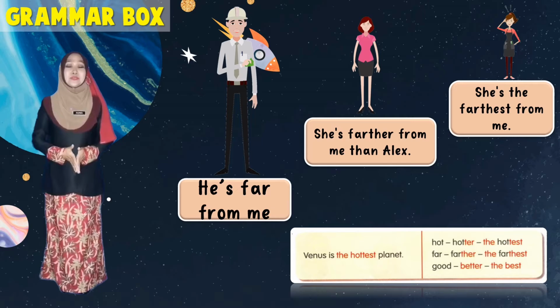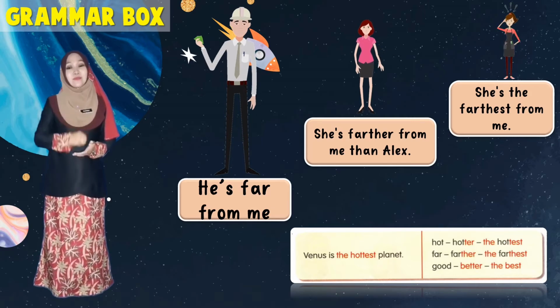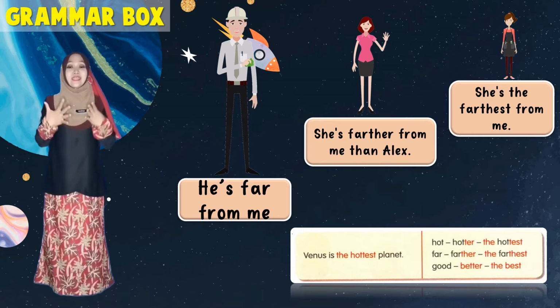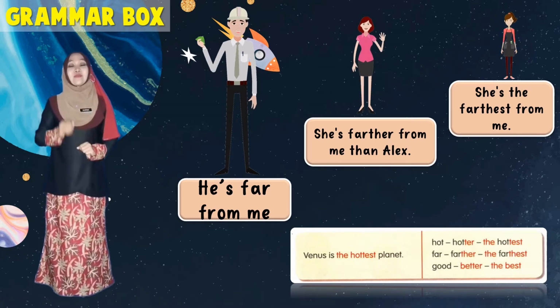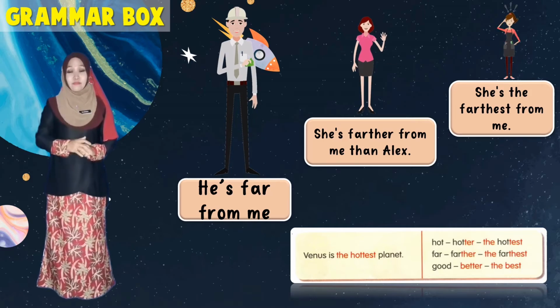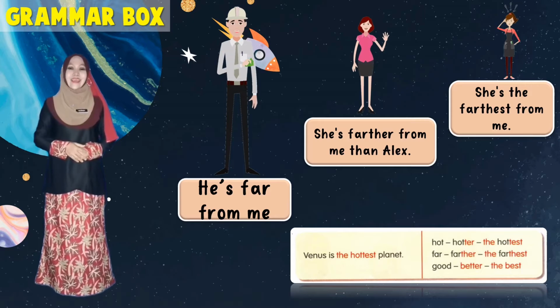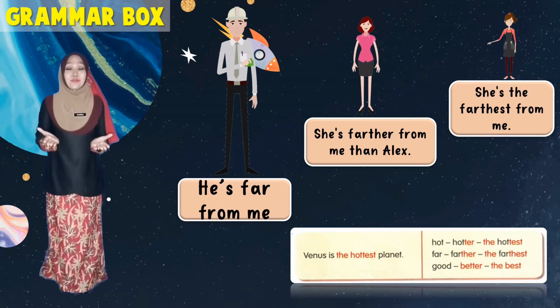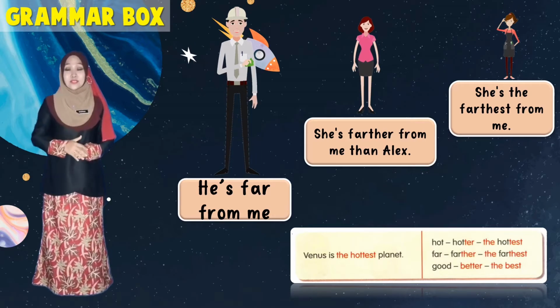Alright, what I want you to do now is that I want you to take out your Get Smart Plus 3 book and turn to page 99. Please look at the grammar box at the top of page 99. Are you all ready? Let's read the grammar box together.